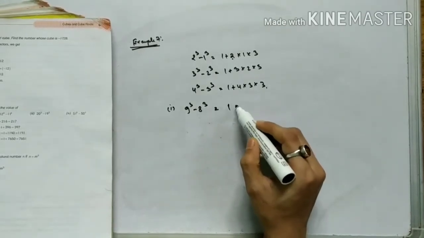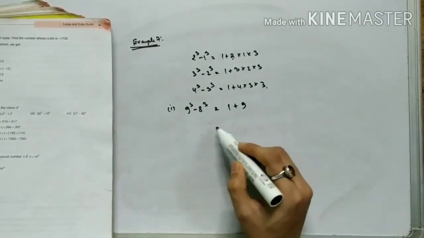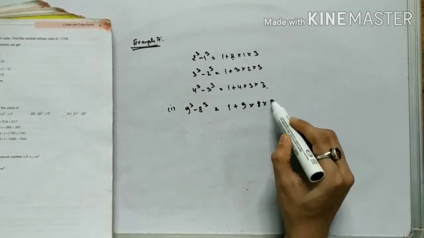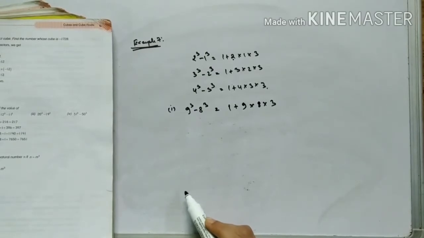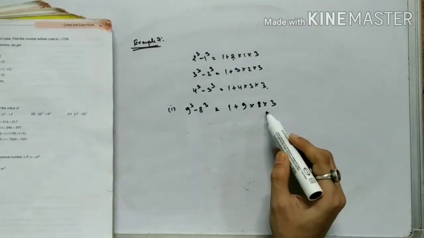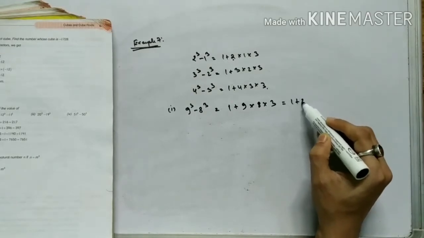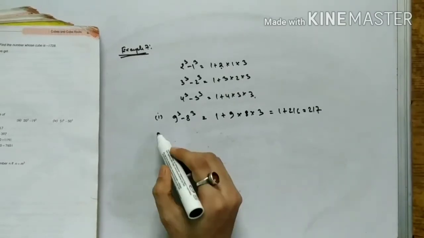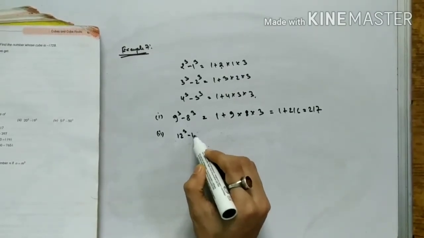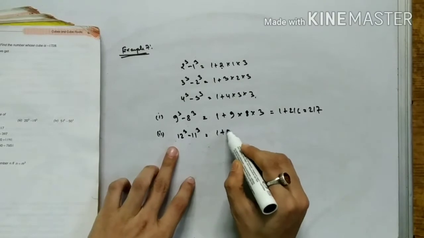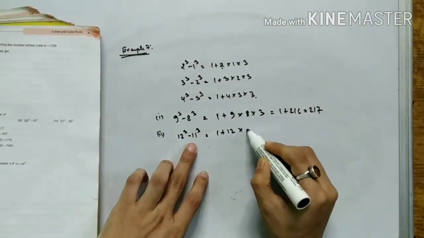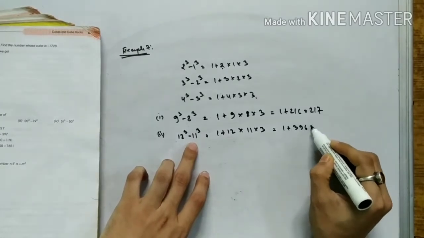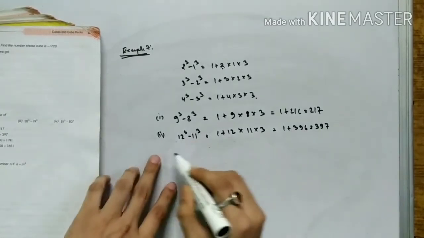So this will become 1 plus 9 into 8 into 3. Okay, 1 plus 9 into 8 into 3. This will become 1 plus 216, which is equal to 217. Next again, 12 cube minus 11 cube. This will become 1 plus 12 into 11 into 3. This will become 1 plus 396, which is equal to 397.